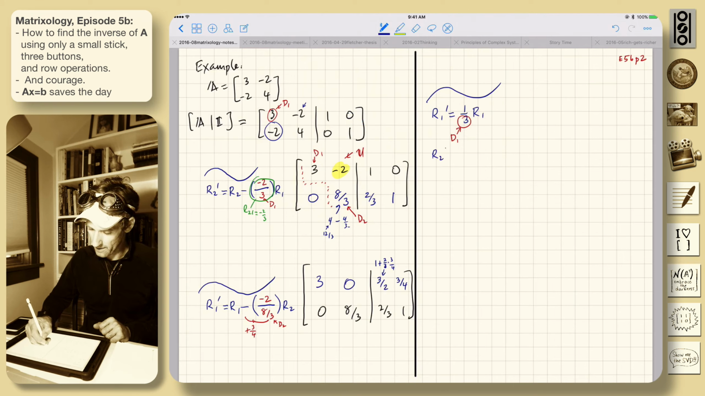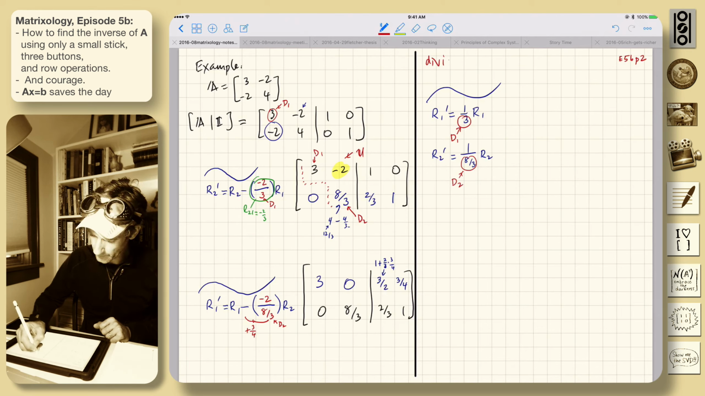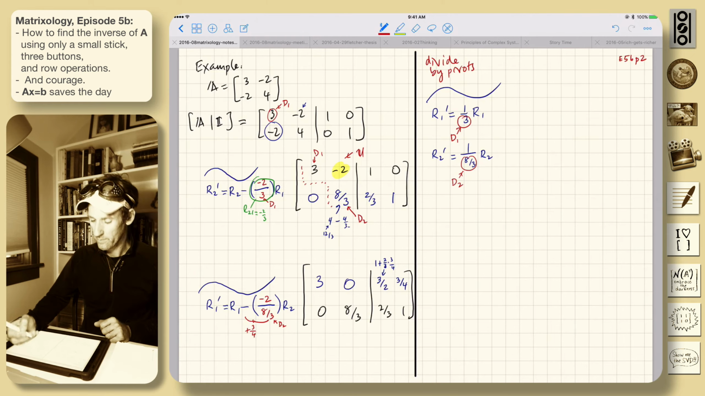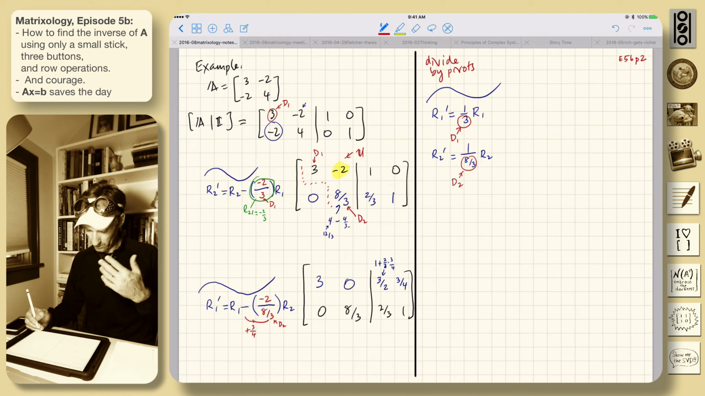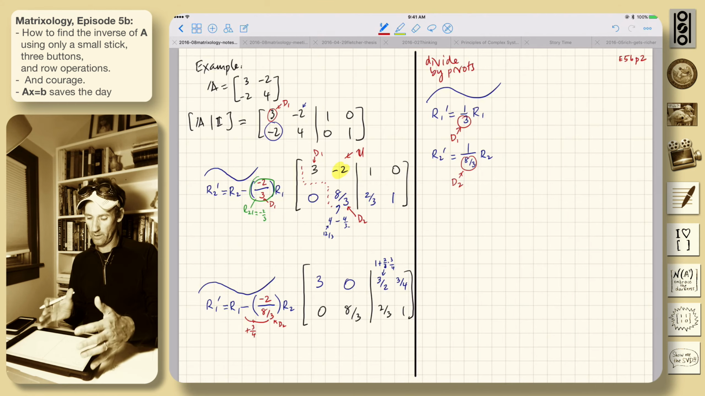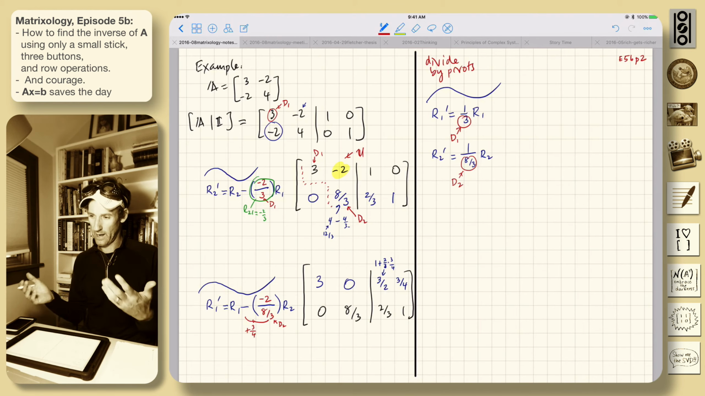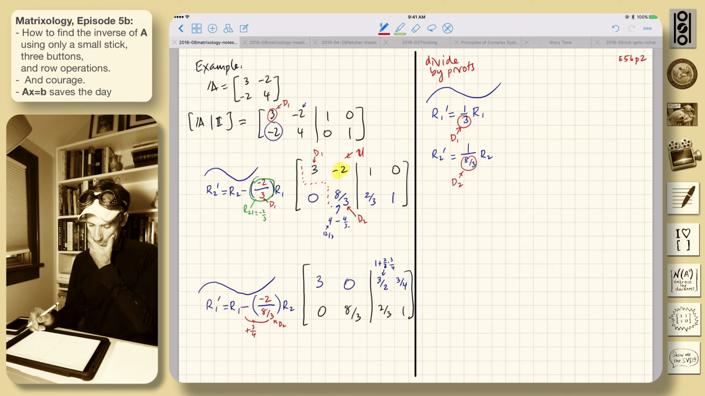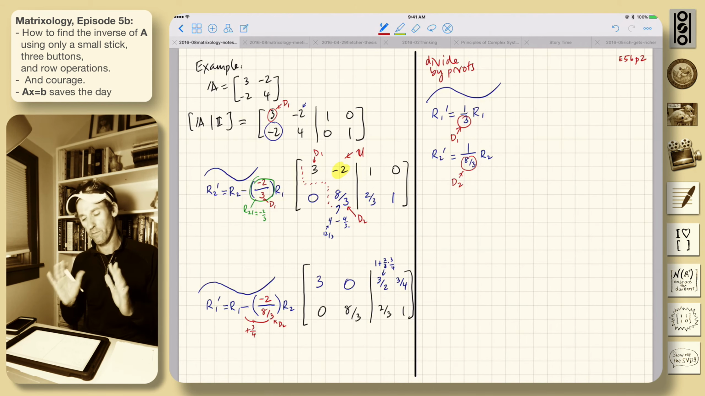And then row 2 prime is 1/(8/3) of row 2. So those two things happen. And again, we're dividing by pivots. So this is where we would already have been in trouble. But this is sort of a clear case as well. If we have a missing pivot, there's a 0 instead of a non-zero number, then we can't divide through. Right.